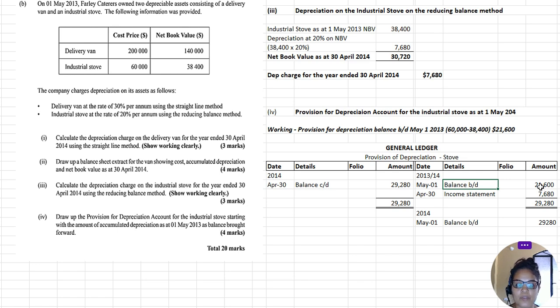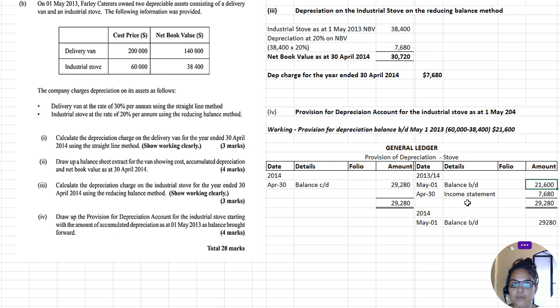You just have to work it out. And how do you get that? If the cost was 60,000 and the net book value was 38,400, once again, to find the accumulated depreciation, it is the same manner. You just minus the net book value from the cost. As you can see in my working here, the accumulated depreciation was 21,600. So therefore, on May the 1st, which is when the information was presented to you, the balance brought down would have been 21,600. Now, the depreciation charge for the year will be added to the accumulated depreciation.